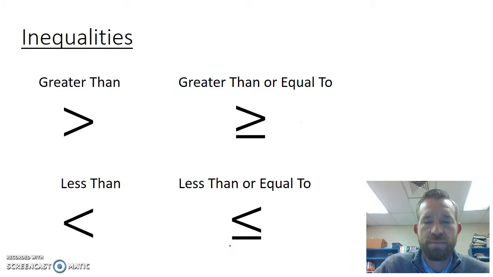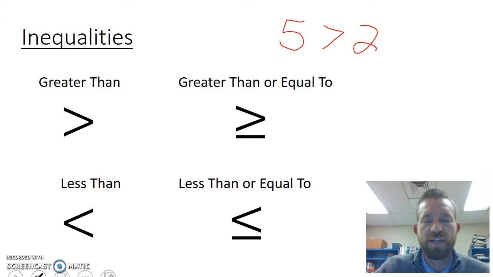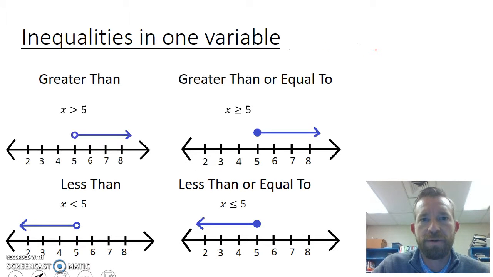These are our inequality symbols. There are 4 of them, listed here. We all kind of know that the Pac-Man eats the bigger number, so 5 is greater than 2, and these symbols represent which number is bigger or less than another number.